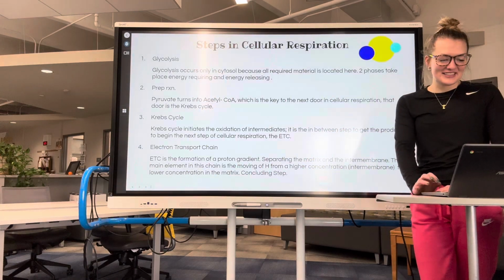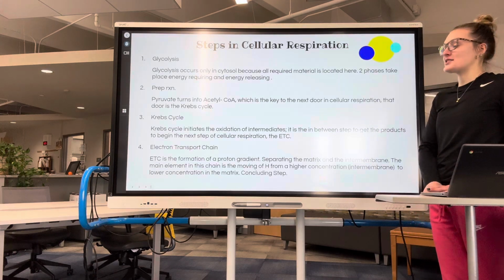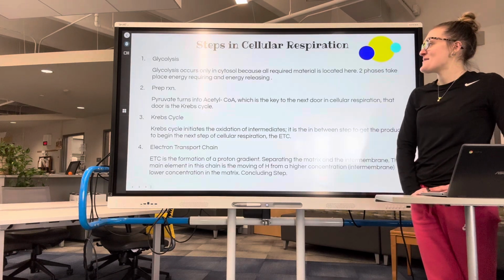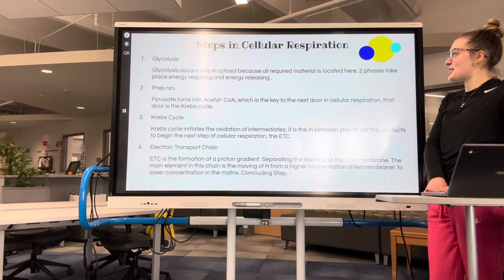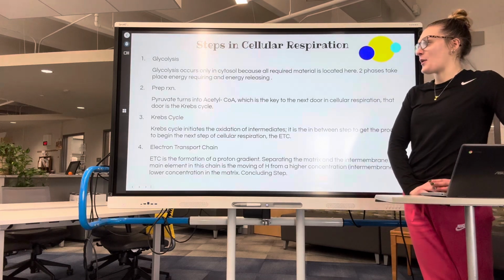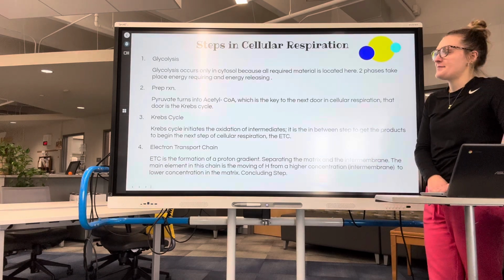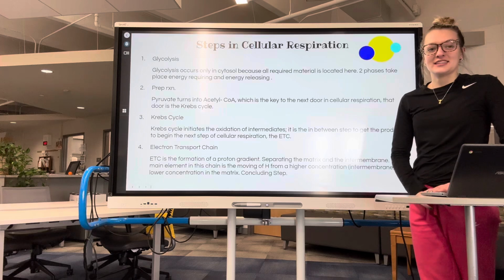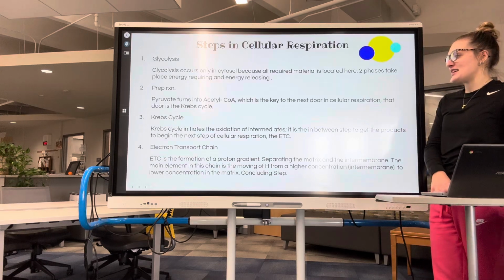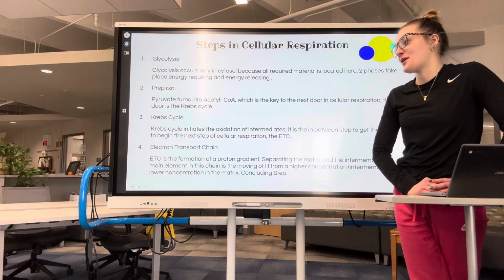The steps in cellular respiration. First, we have glycolysis, which only occurs in the cytosol because all required material is located here. There are 2 phases that take place, which are energy requiring and energy releasing. Step 2 is the prep reaction. Pyruvate turns into acetyl-CoA, which is the key to the next door in cellular respiration. That door is the Krebs cycle.